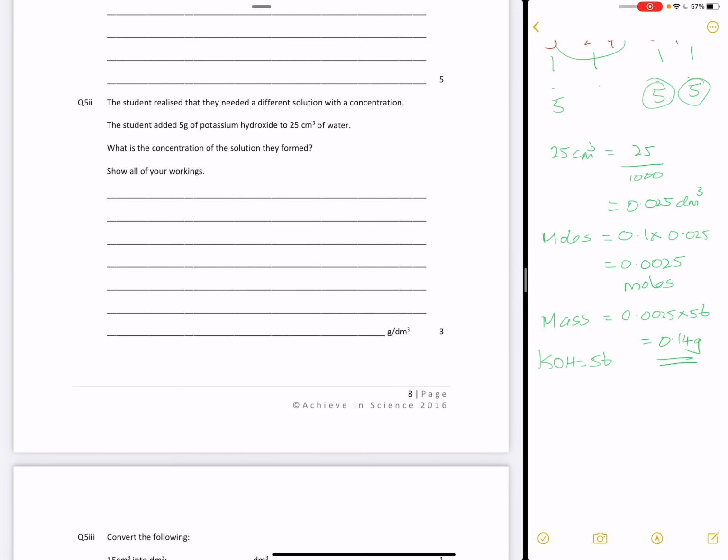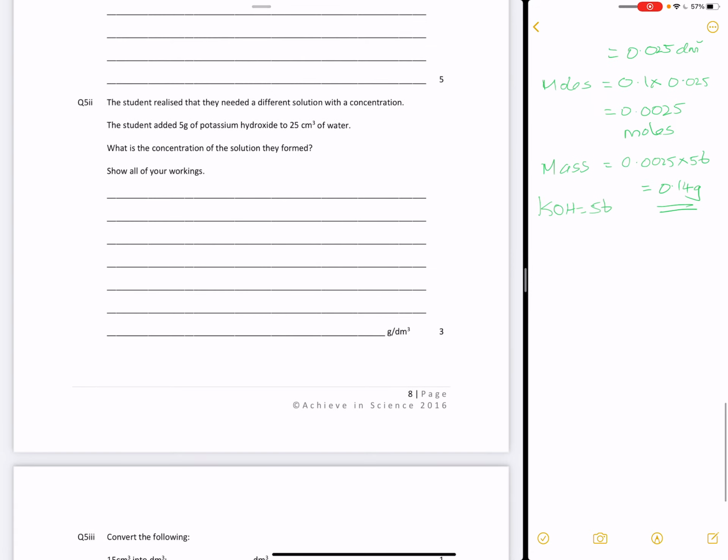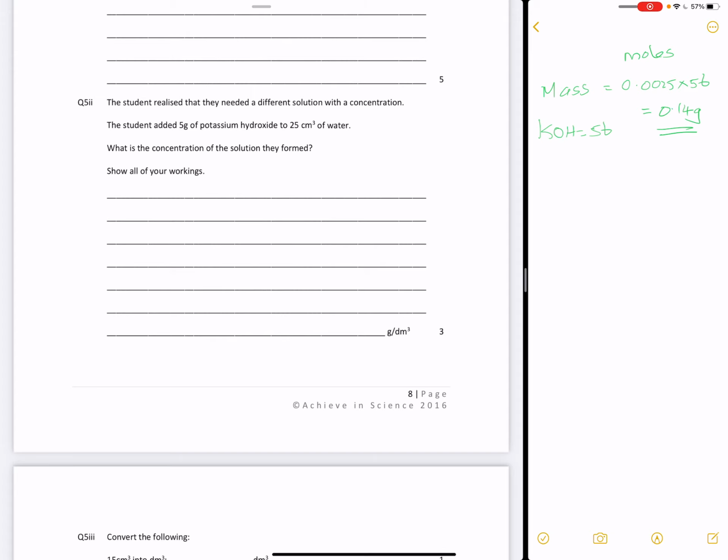Next one, if we move on. The student realised that they needed a different solution with a different concentration, and the student added 5 grams of potassium hydroxide to 25 centimetre cubed of water. What is the concentration of the solution they found? So pause the video here.